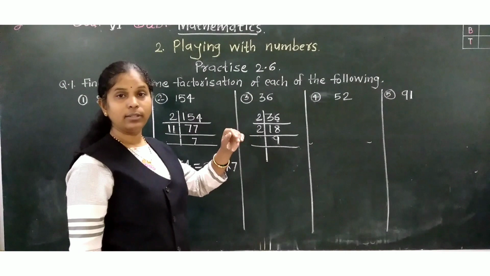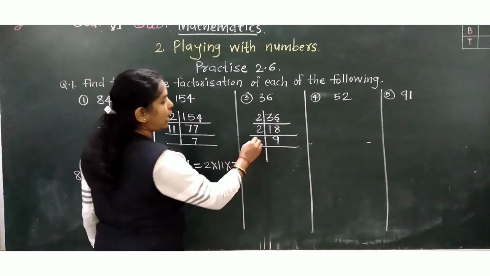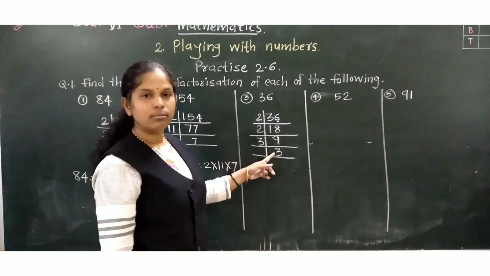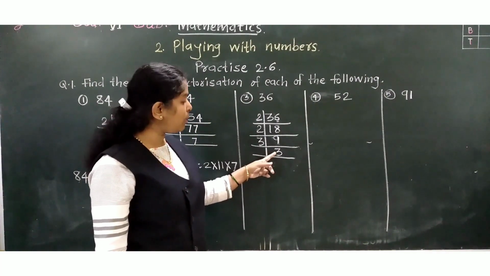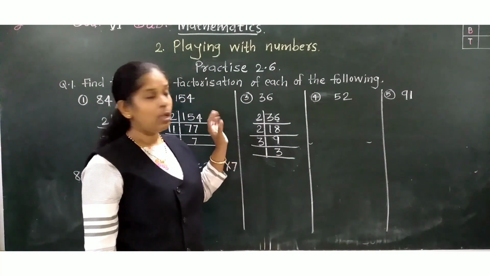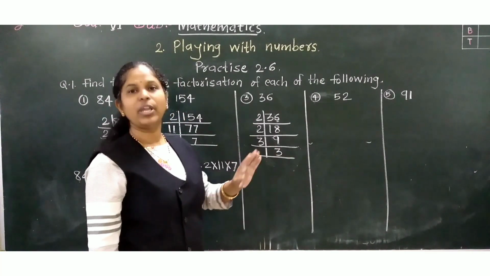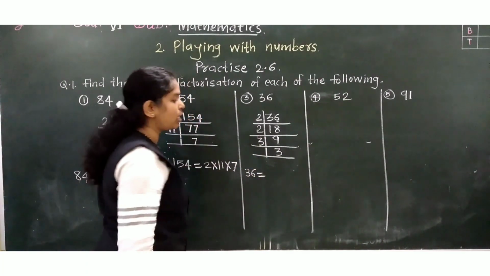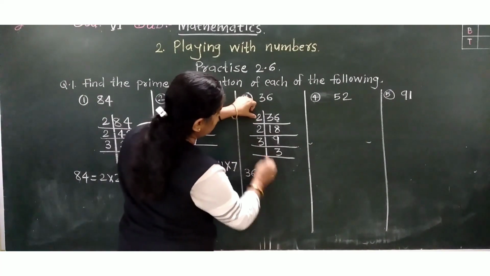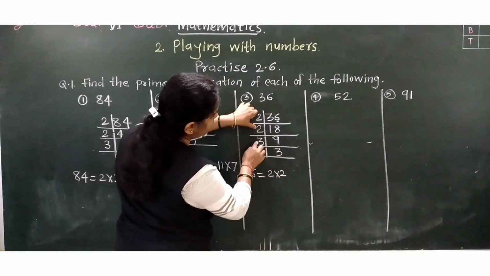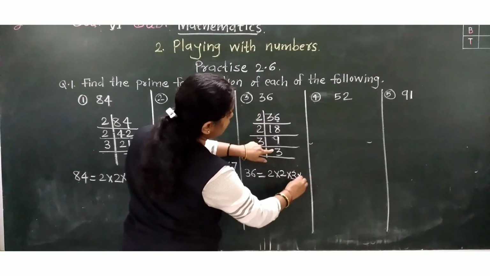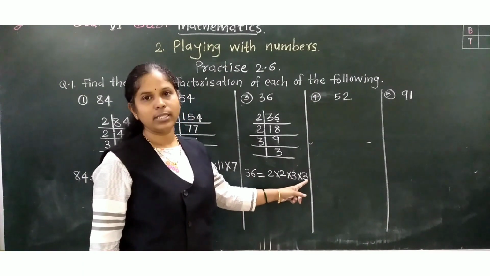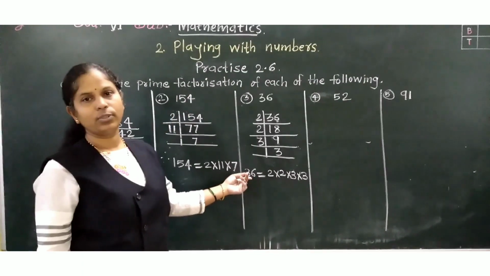Now again divide 9. 9 is in which table? 3's table. That is 3 threes are 9. Now see, here we got a prime number. That means we should stop. Once you get a prime factor here, we have to stop. And how to write the prime factorization of 36? Here 2 into 2 into 3 into 3. See, 2 twos are 4, 4 threes are 12, 12 threes are 36. This is the prime factorization of 36.